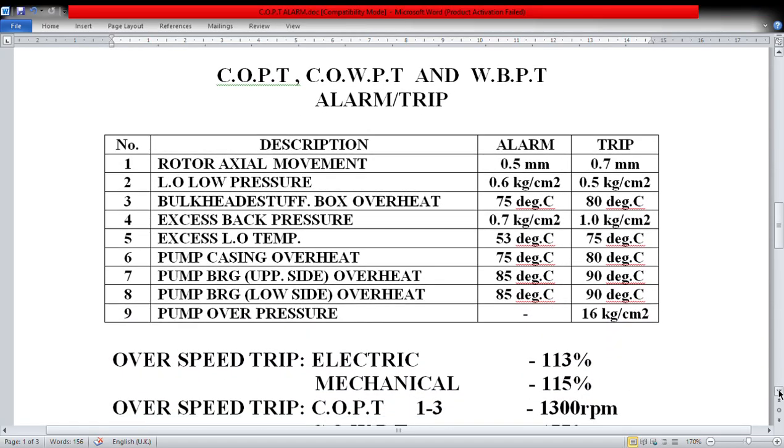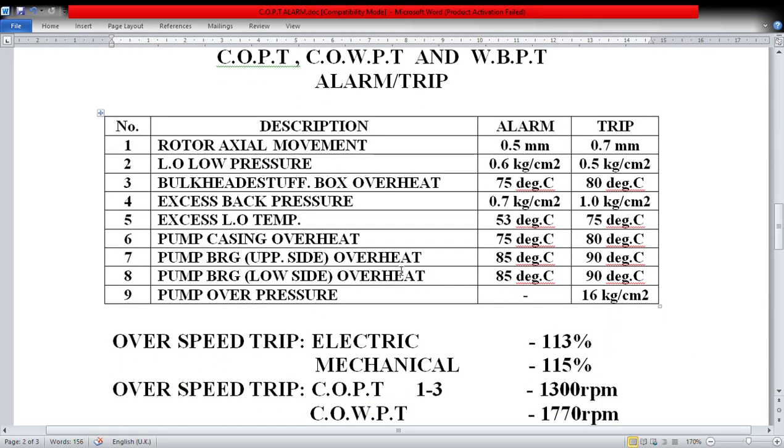Now if we describe the alarms and trips, the first one is rotor axial movement. The alarm set points are at 0.5 mm and 0.7 mm. I have taken these values from a standard maker, but these can vary as per the maker, though they are in this range somewhat. Lube oil low pressure alarm is 0.6 kg per centimeter square, and trip we have at 0.5 kg per centimeter square.